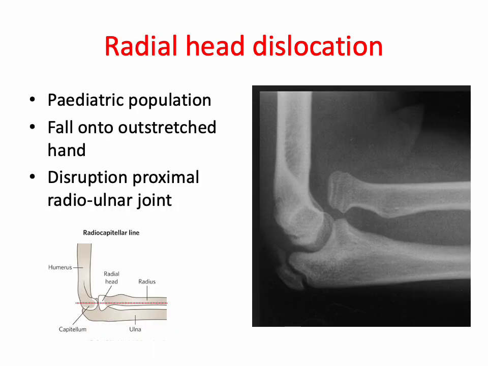And radial head dislocation, we've talked about before. The line drawn down the radial neck does not intersect the capitellum, mainly in a paediatric population as a result of a fall on an outstretched hand, and really think about it as disruption of the proximal radio-ulnar joint.